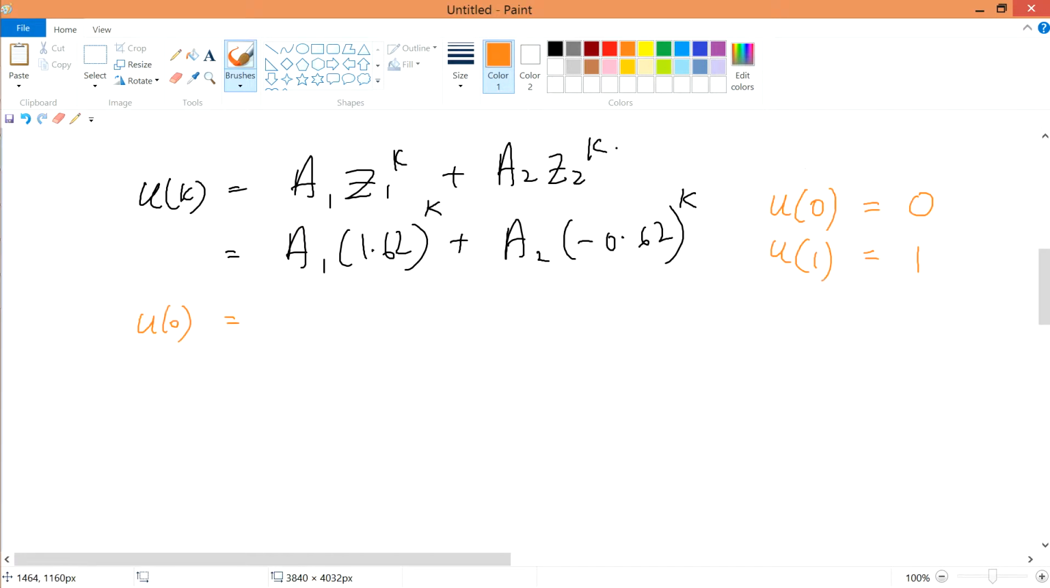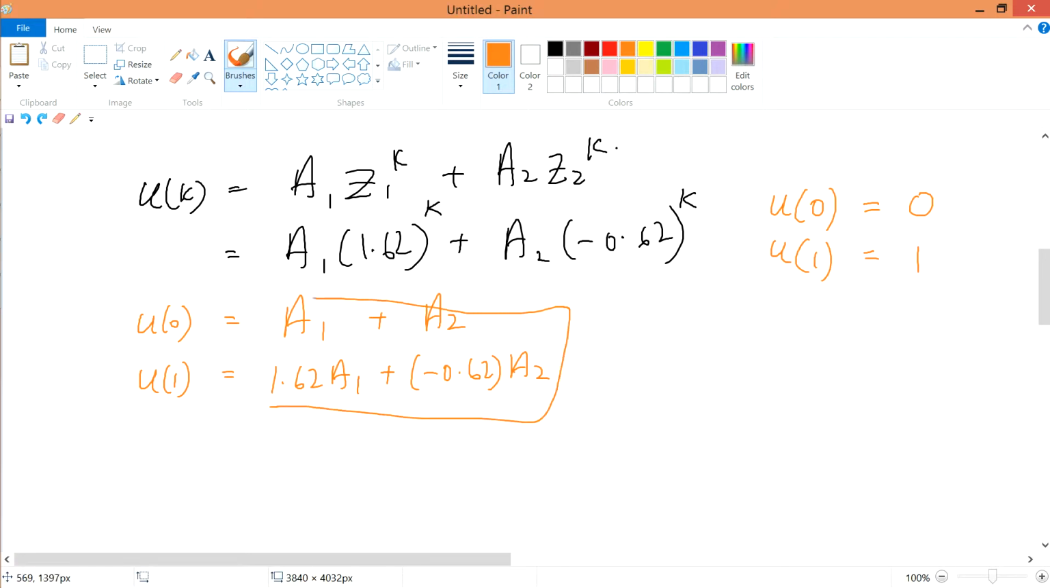So when k is equal to 0, the power of this is all 0, and therefore I'm simply going back to a1 plus a2. And if it's u1, then this means that I have 1.62 a1 plus 0.62 a2. Then I use simultaneous equations. I'll not show you how to do it because I think you know how to do it.